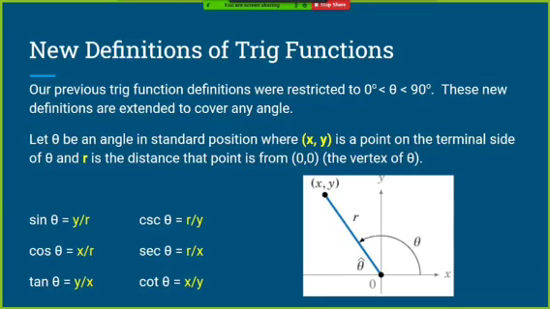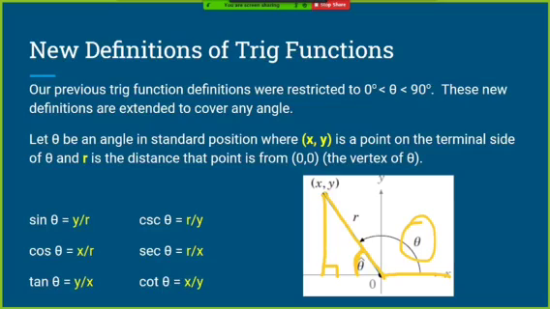Now, let's think about why this makes sense. No matter where you put this terminal side, for this picture it's in quadrant 2, you can always draw a line perpendicular to the x-axis, and that creates this right here as our reference angle. And that's why we study reference angles, because that's what we're going to use for reference to figure out what the sine, cosine, or tangent of this angle would be.